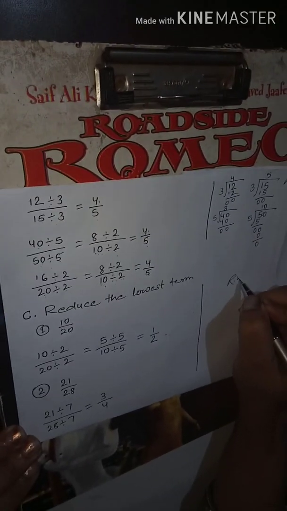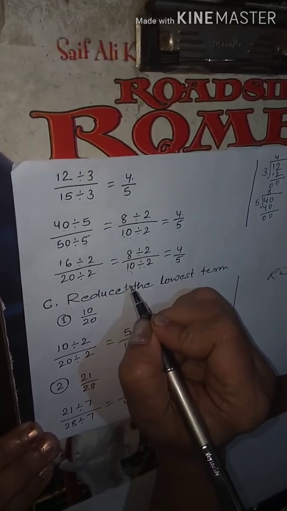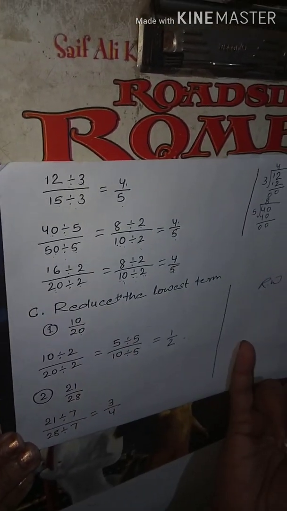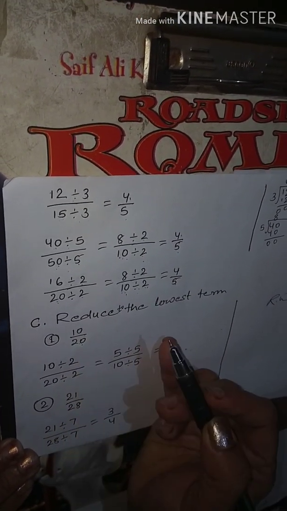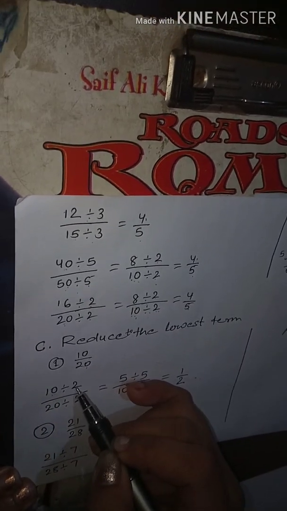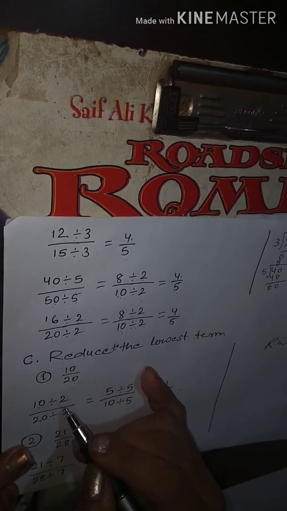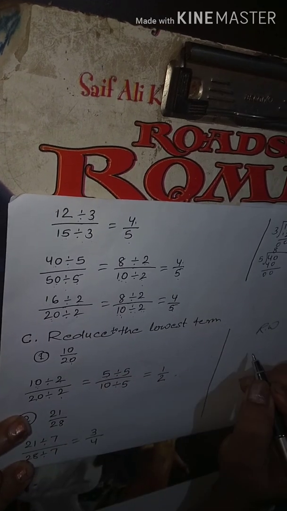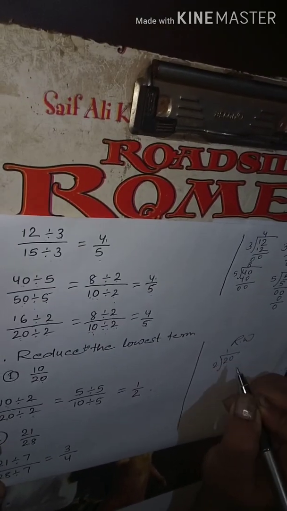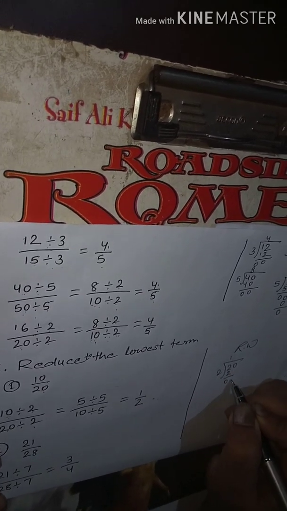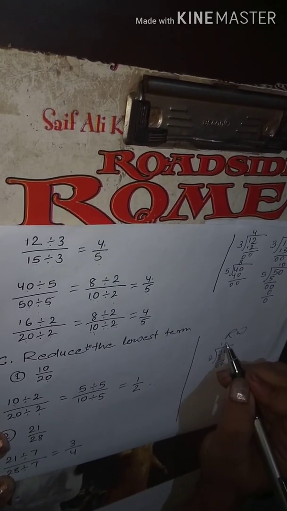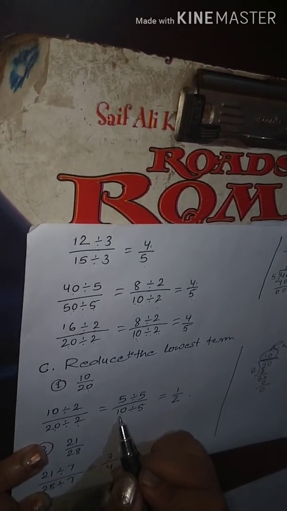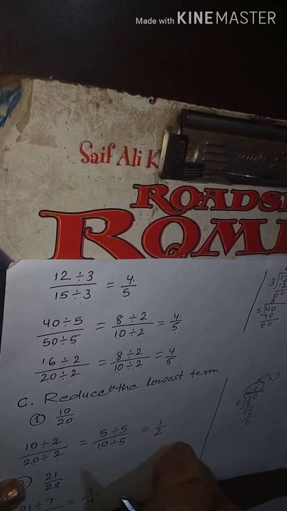Now question number C. Reduce to the lowest term. Here question number 1, 10 by 20. So you have to think which number divides 10 and 20 exactly. This 10 is divisible by 2 and 20 is also divisible by 2. In the 2 table, you count how many times to get 10. 2 5s are 10. Again 20 divided by 2. 2 ones are 2. Now 0 will be brought down. 2 zeros are 0. So 20 divided by 2 is 10. So we get 5 by 10.